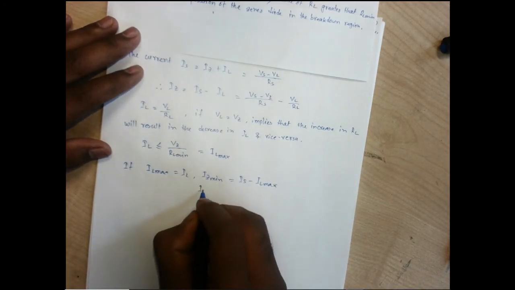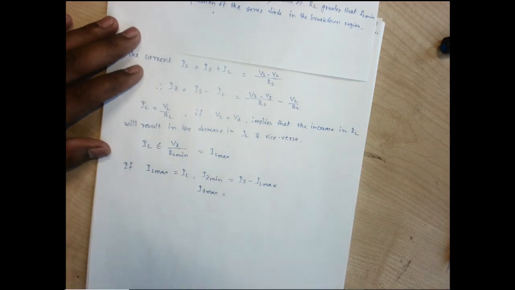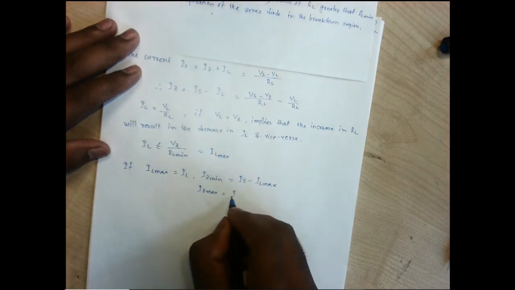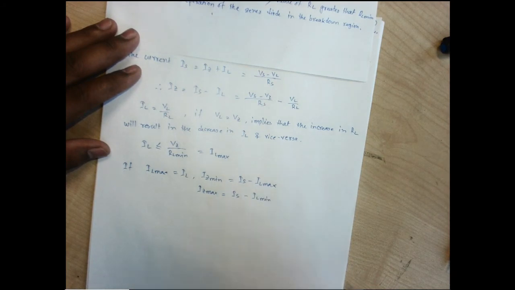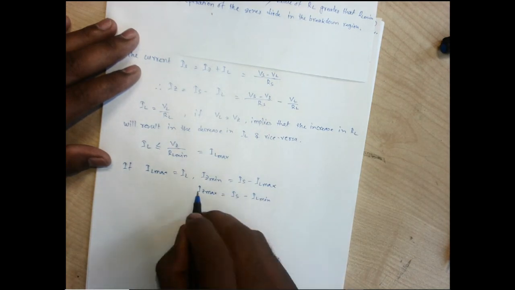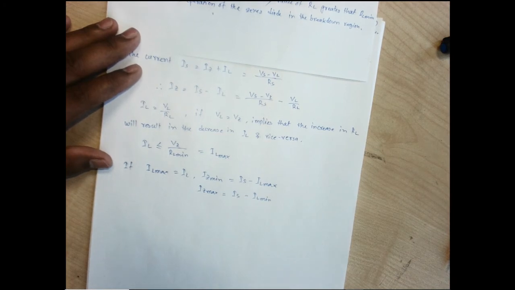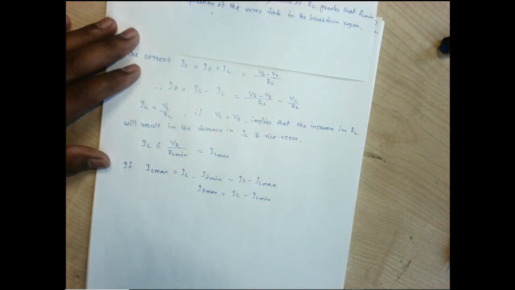So we can say if IZ max and IZ min are already specified by the manufacturer, then for a certain supply voltage, IS will be fixed, so our IL will change due to the change in the load resistance, and it will correspond to the maximum and minimum values of the Zener current. But this minimum and maximum ensure that the Zener diode is in the breakdown region. If it is not in the breakdown region, then it is not possible to have this IL max and IL min.